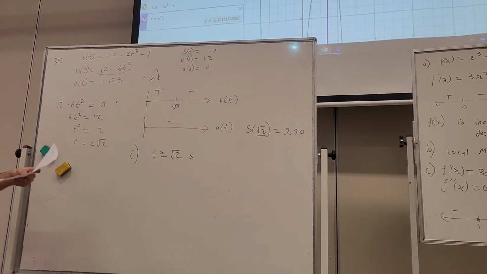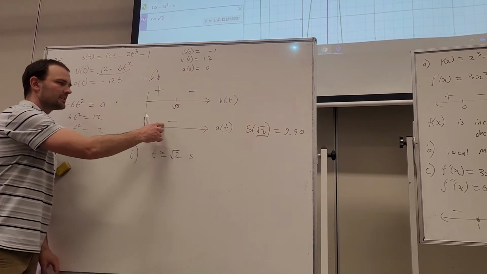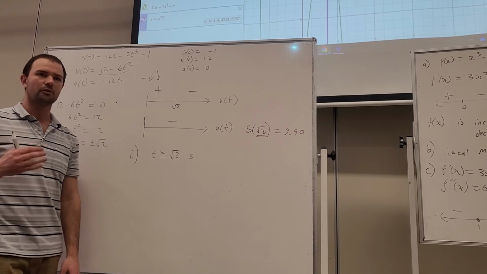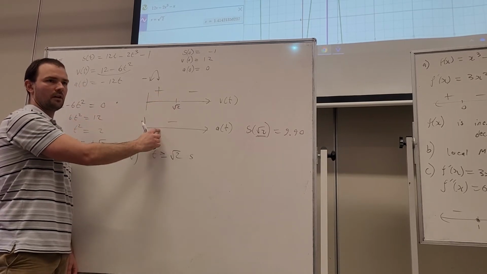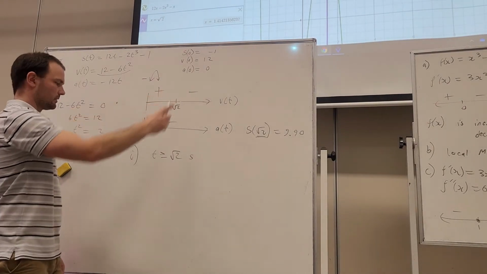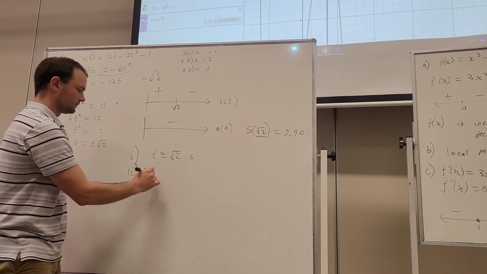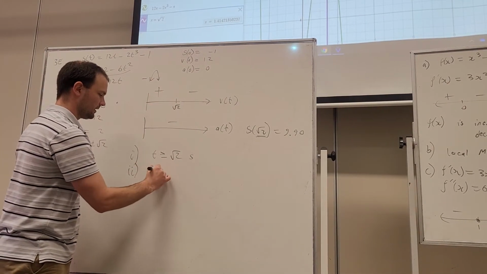What about when the velocity is increasing? For velocity to increase, then both speed and velocity need to be positive. That does not occur anywhere, so therefore never. Velocity is never increasing.